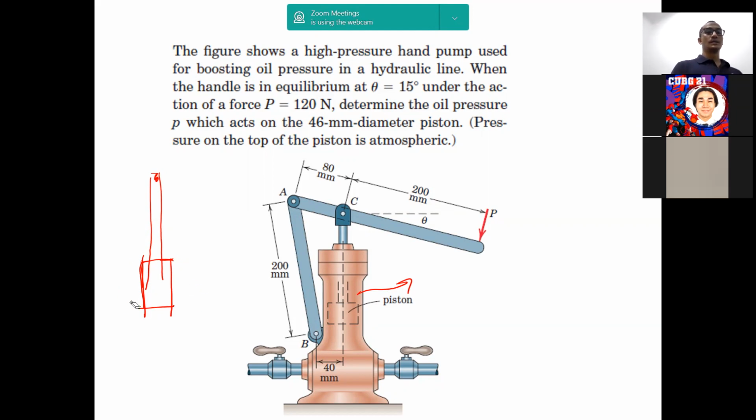So it won't be a two-force member. But don't worry, we still can solve it, even though it's not a two-force member. The one that we need the most is just the vertical force here. The vertical force there is supposed to be action and reaction with the pressure, which is happening at the bottom of the piston.